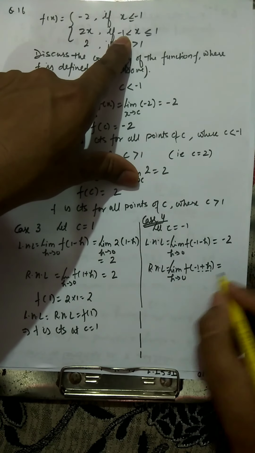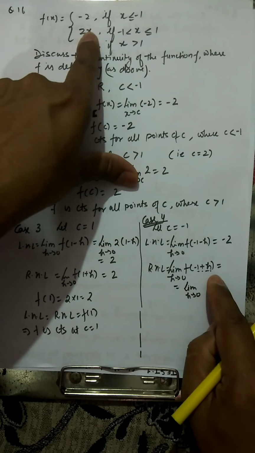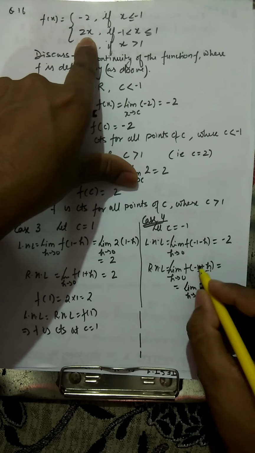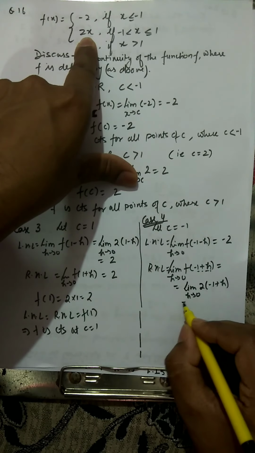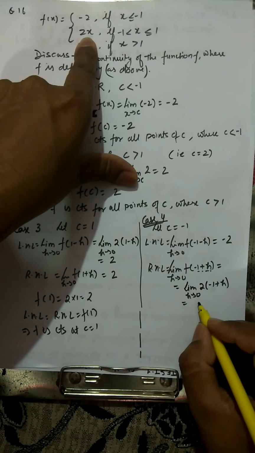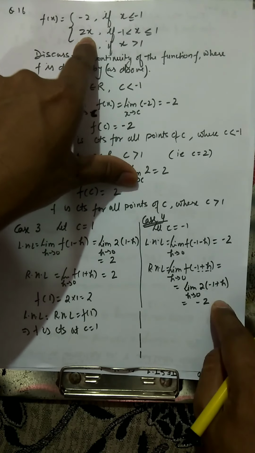So the function's value will be limit h tends to 0 of 2x, and x has to be replaced by minus 1 plus h. After putting in the value, you get minus 2. So till now we have got both the values the same, so this is okay.